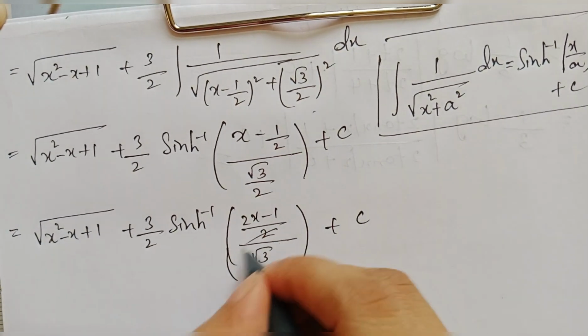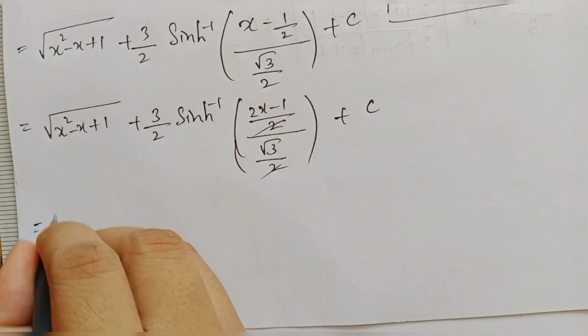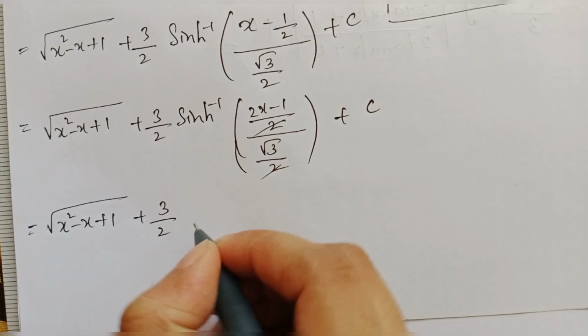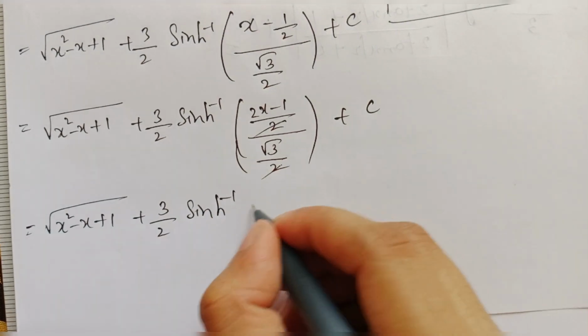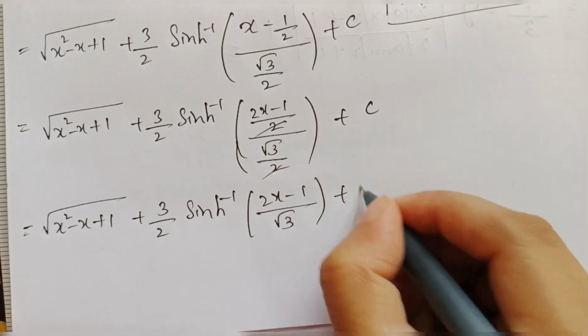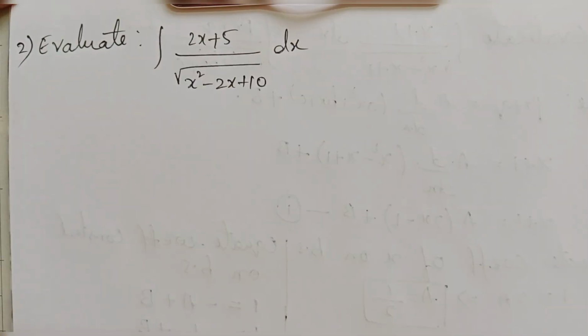So here this denominator 2 gets cancelled out, so we'll be remaining with root of x square minus x plus 1 plus 3 by 2 sinh inverse of (2x minus 1) by root 3 plus c is our answer. Our second question is integral (2x plus 5) by root of (x square minus 2x plus 10) dx.